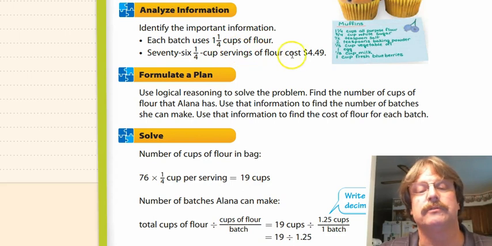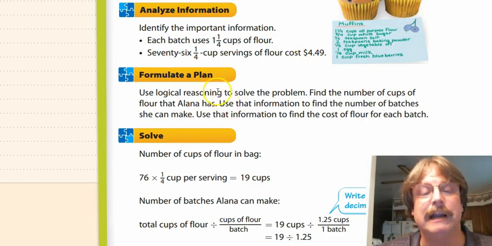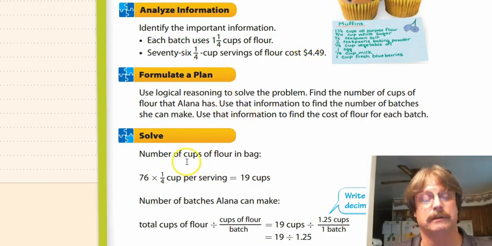76 1/4 cups of servings cost $4.49. So basically they took the whole 5-pound bag there. Okay. So figure out some plan that you're going to come up with. So this is their plan. The number of cups in a flour bag. So 76 times 1/4. So they come up with 19.